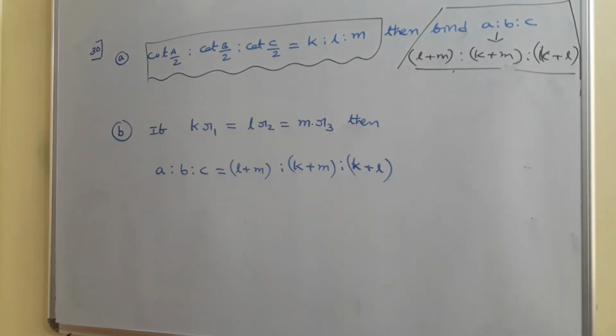That's the problem; we need to solve it in the same manner. If K r1 equals L r2 equals M r3, then we need to show that A is to B is to C equals L plus M is to K plus M is to K plus L. You may solve it in the same manner. Okay, that's it.